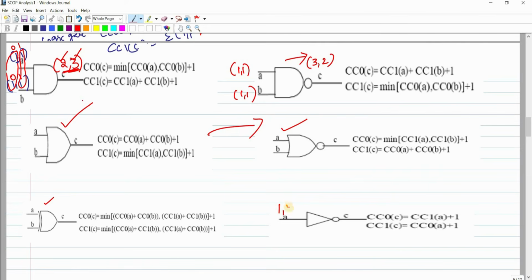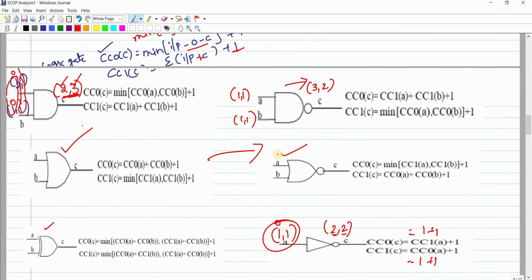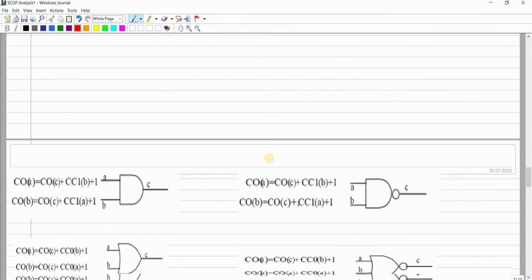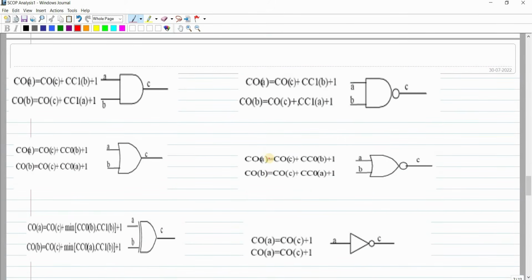For example, for the NOT gate, it is 1, 1. What is CC0 of C? CC1 of A, that means 1 plus 1. CC0 of A, that means 1 plus 1. That means the combinational 0 controllability and combinational 1 controllability are 2, 2, if I consider 1, 1 as the default value for a NOT gate. In this way, I can calculate the combinational controllabilities by using that particular table. The table and the 3 rules are important while solving the problems.